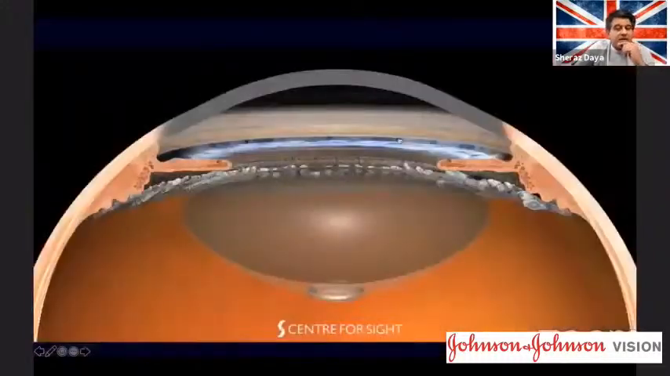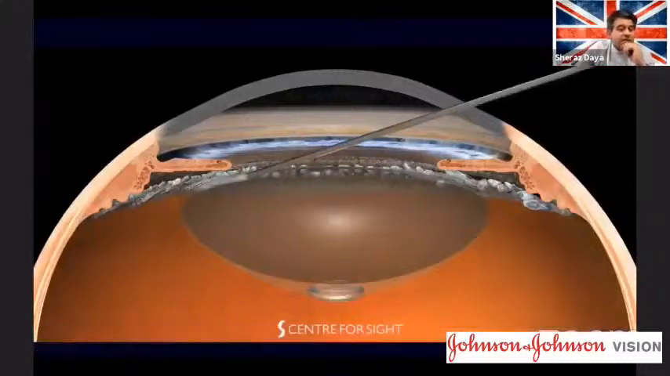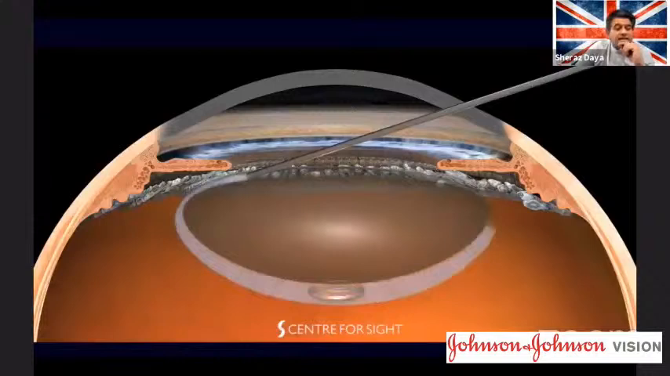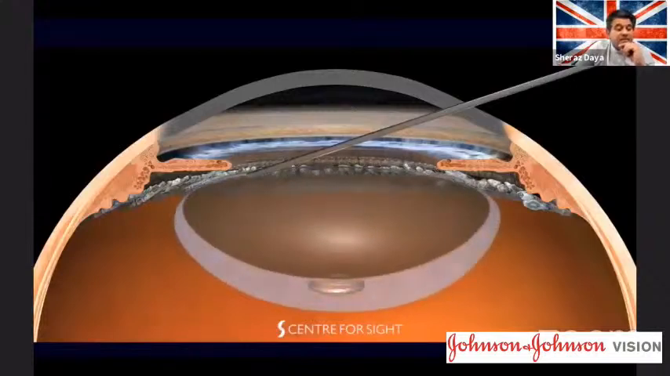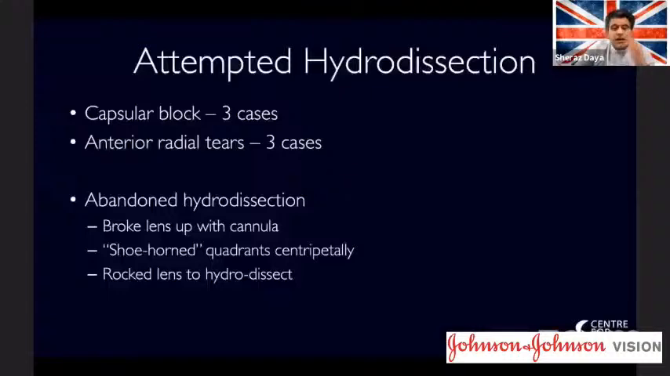So this is an animation showing what exactly happens here. You inject fluid, and you'll see it dissects, but it gets sealed and keeps sustaining the posterior capsule. So what we did is we abandoned this, and what I used to do is break the lens up and use a shoehorn technique to take out each quadrant. And that was kind of a laborious thing to be doing.